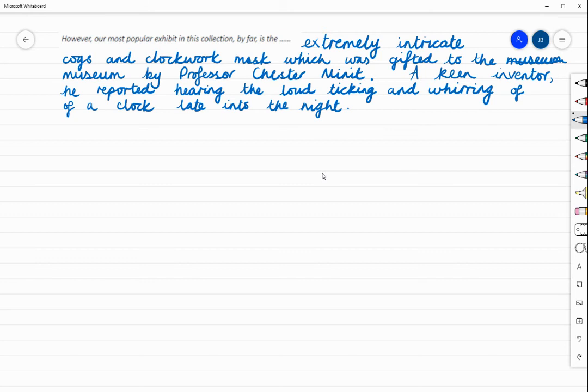I'm going to carry on a little bit more. I'm going to expand on that point. I'm going to look at when he looked into, so when Chester Minute has looked into this noise, that's when we're going to see how the clock and cogs and clockwork mask become part of the museum collection. So I'm going to start with a when. When he investigated, you may have when he looked into it further. When he investigated the sound.